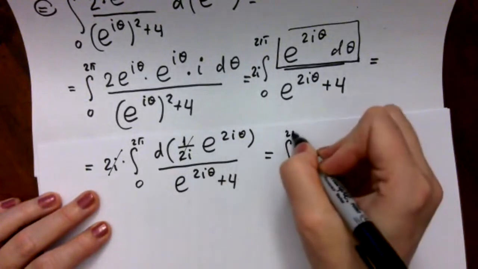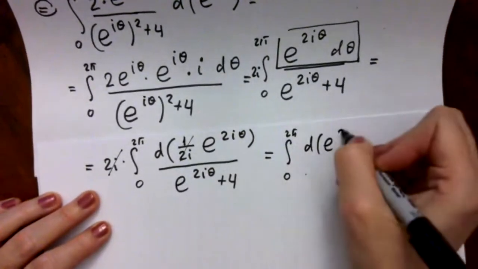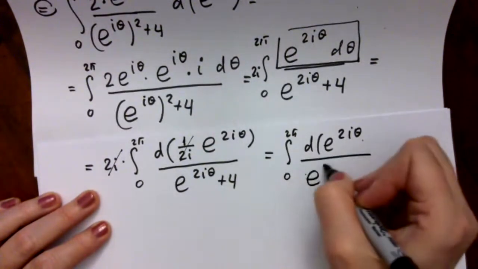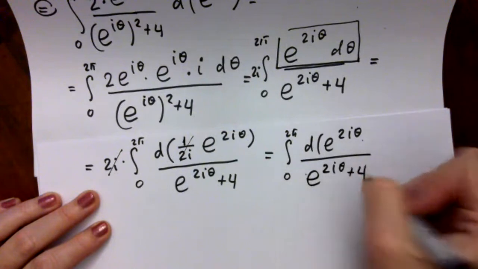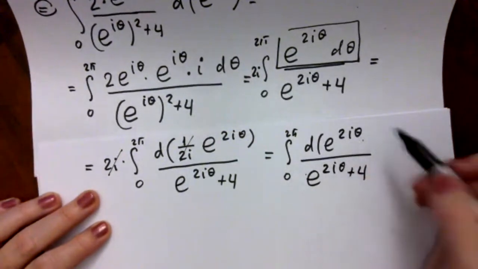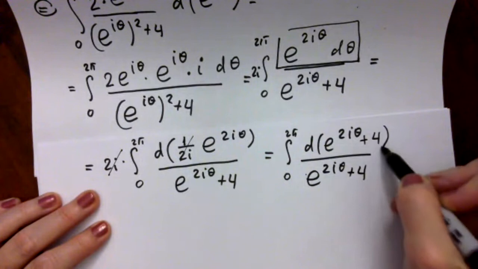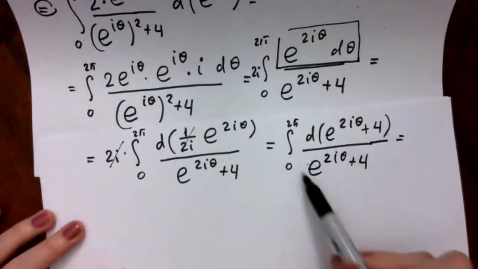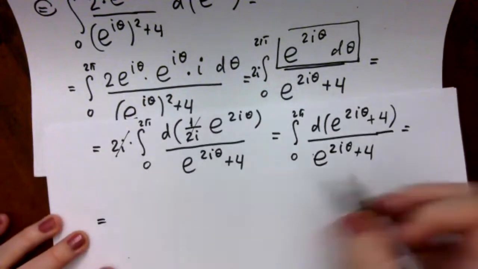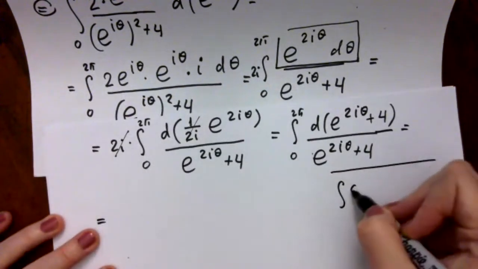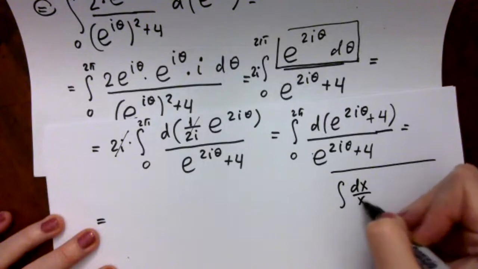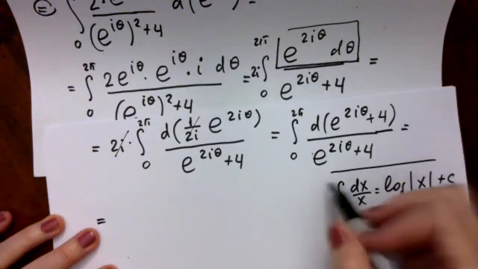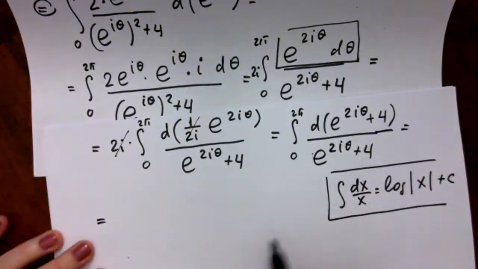So we are left with this integral d of e to the power of 2i theta divided by the same expression. And you know what? It's almost the very well-known integral. If you add plus 4 here, the expression under the differential will become the same as the expression in the denominator. It means that we are dealing with a very well-known integral: dx over x is the logarithm of modulus x. You should remember this integral, or you can easily Google it.